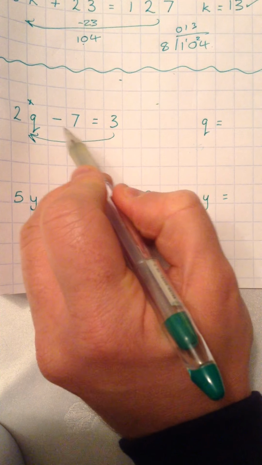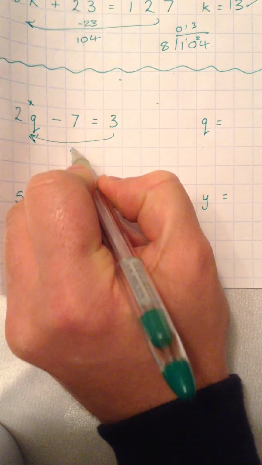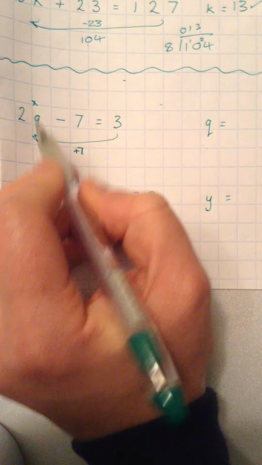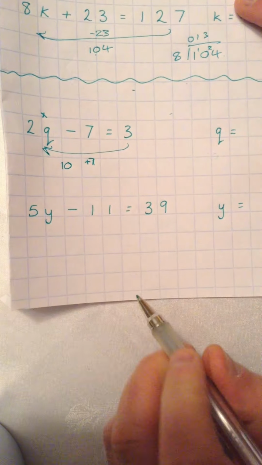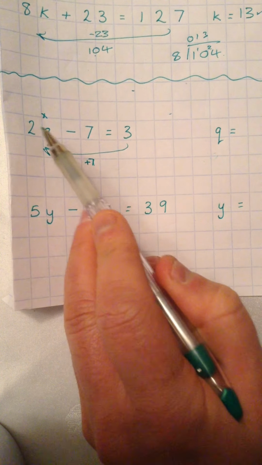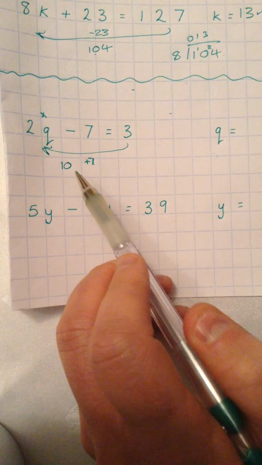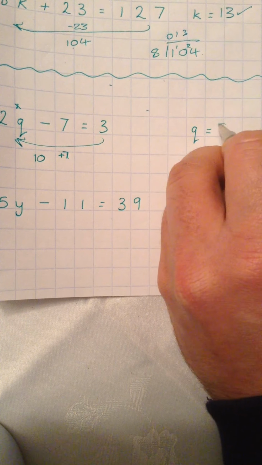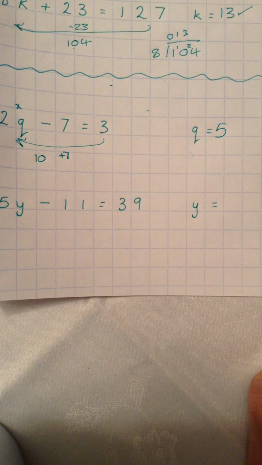We subtracted on the way. This time, we're going to add 7. So therefore, 3 add 7 takes us to 10. So we now know that 2q is 10. To find 1q, I'm going to have to halve it. 10 divided by 2, or 2 times what is 10. Either way, q is going to equal 5.